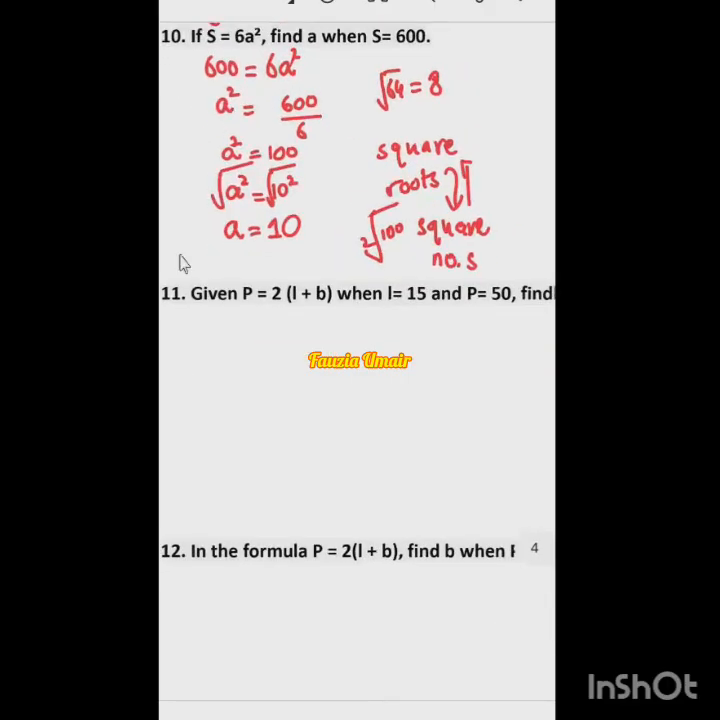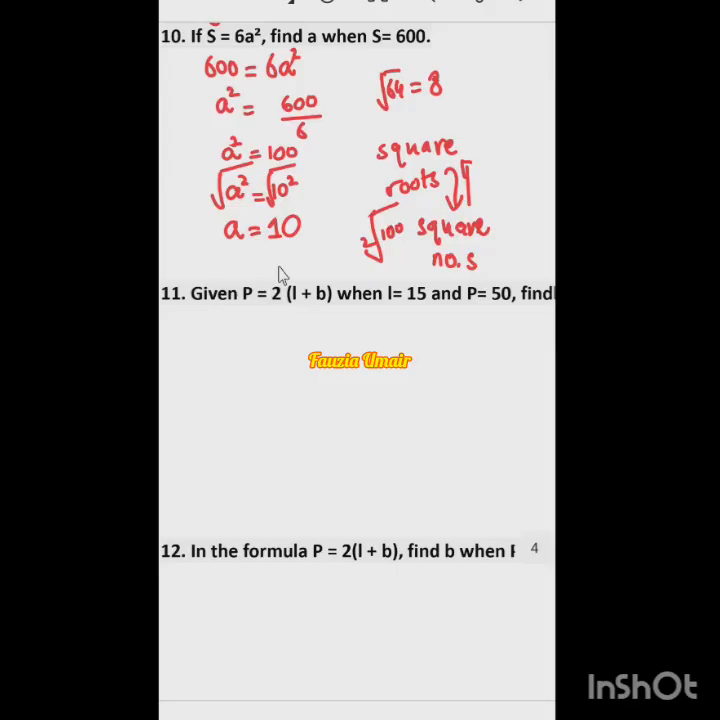So next is an equation of P is equal to 2 multiplied by L plus B. So can you tell which formula this is? Like we did this formula in the polygons. Trapezium. No, no, no. A rectangle area. Like, no, not area. P is perimeter. Perimeter of rectangle. Very good.